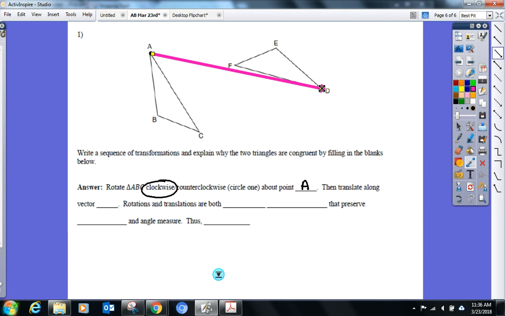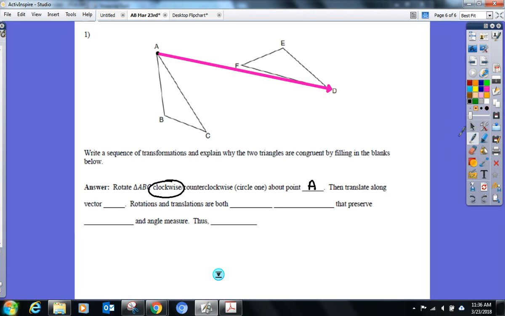What if you pick B? You'd do it over vector BE. And if you picked C, you would do it over vector CF. And then translate along vector AD. So it all depended on what point you rotated around, what vector you chose. And I think you guys can finish it from here. All right, everyone all right? If you're not on a graph, you can still rotate around a point and translate using a vector now. Questions?